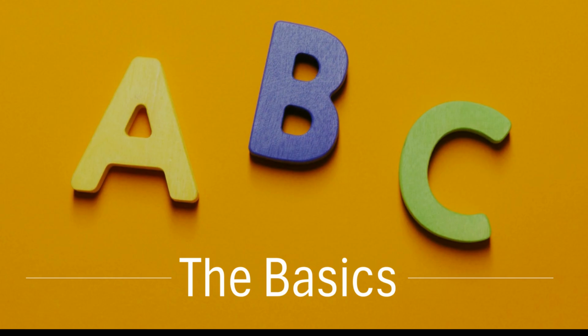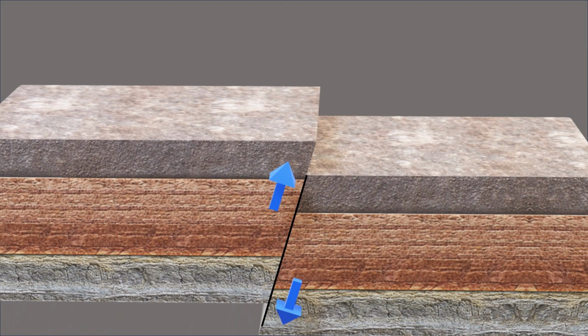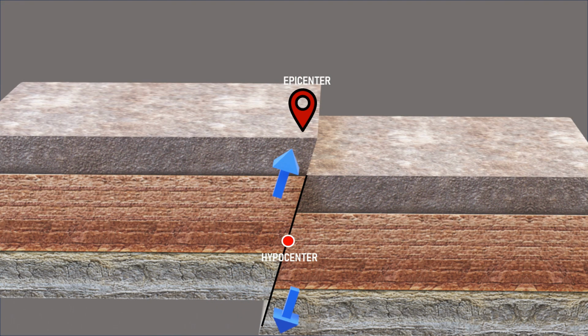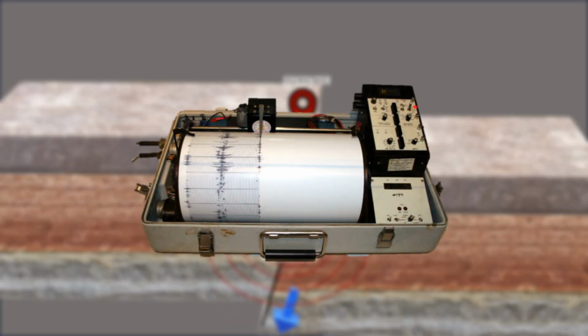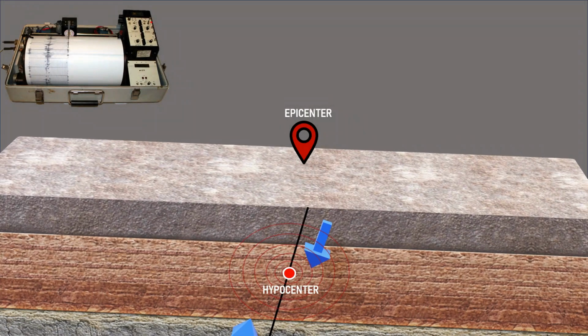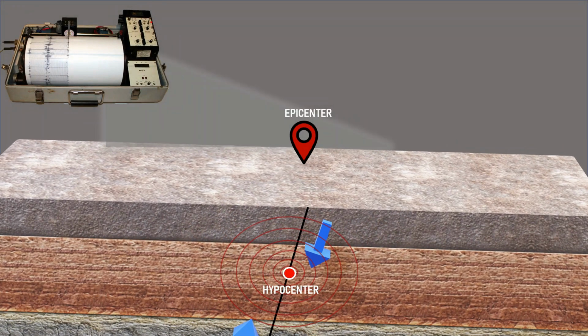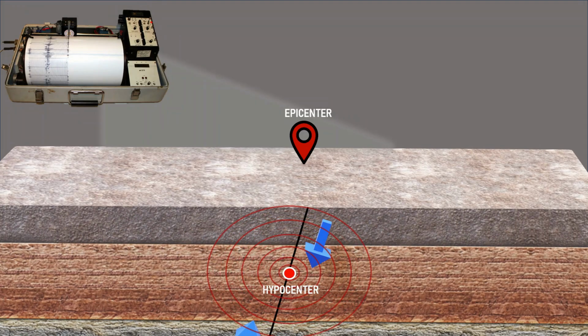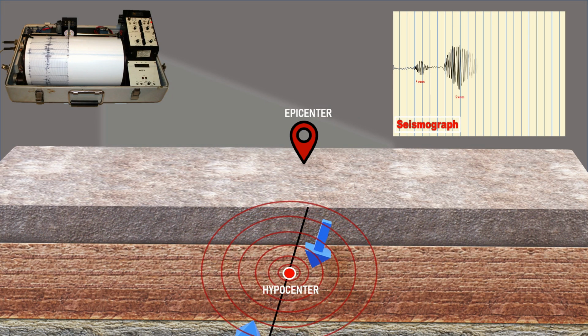Let's start with the basics. When an earthquake hits, it sends vibrations, or seismic waves, through the earth. These waves are recorded by seismometers. Each seismometer senses the ground shaking, magnifies that tiny motion so it's easier to measure, and then records how the shaking changes over time.